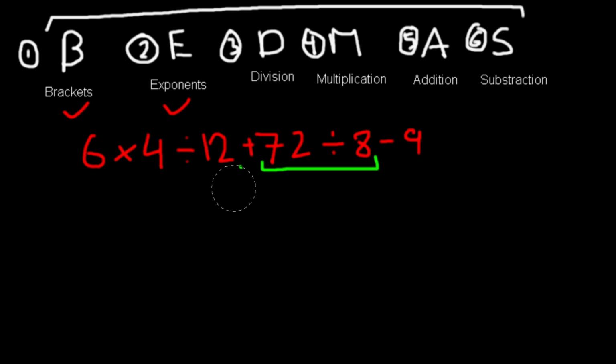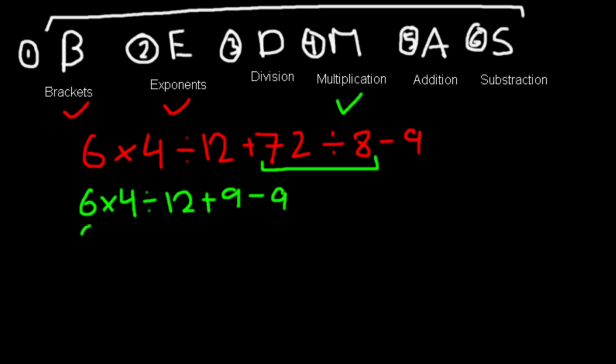Alright, so here what we can do is maintain the 6 times 4 divided by 12 plus 72 divided by 8, which is 9, minus 9. Actually, I wouldn't say we did the division step fully just yet. Now let's move on to multiplication. 6 times 4 is 24. We maintain the divided by 12 plus 9 minus 9.